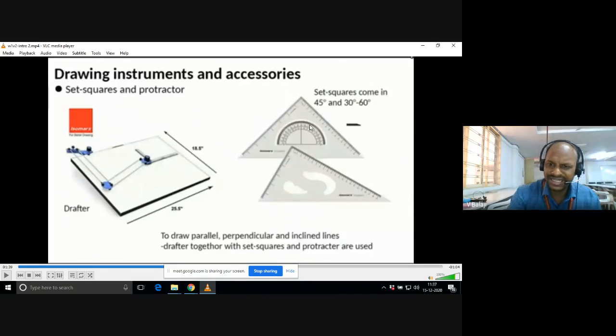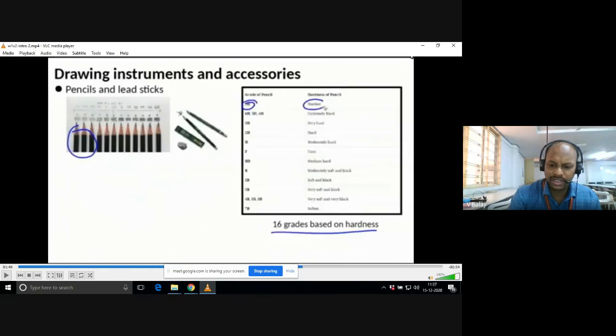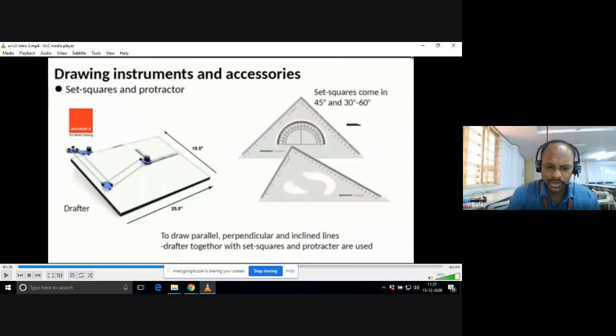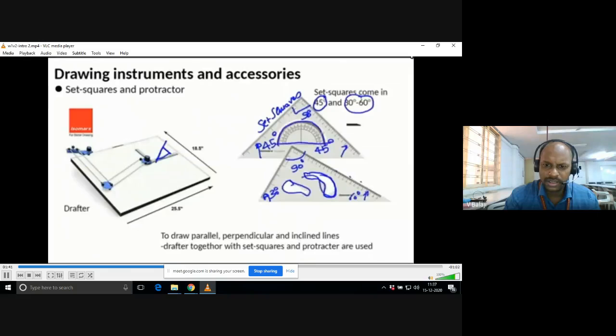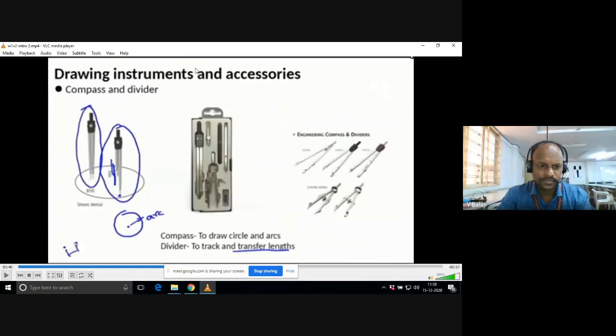Thereafter you can purchase set squares. One more important instrument you can see is the compass. One compass is sufficient. Don't buy the total drawing toolbox; this toolbox is not required. Only the compass. Even a divider is not required. Only a compass, which costs around 12 or 14 rupees. You purchase this only. Don't buy a complete instrument box for our applications.